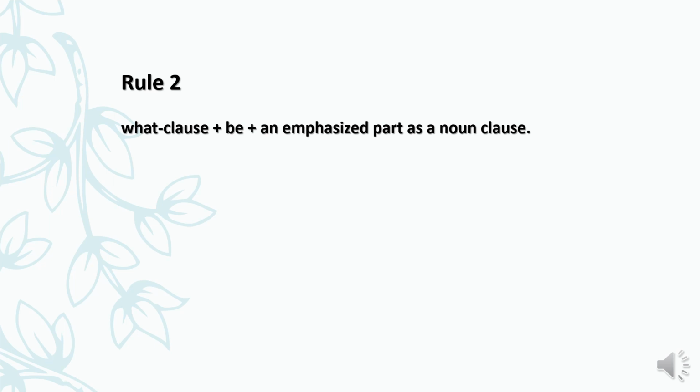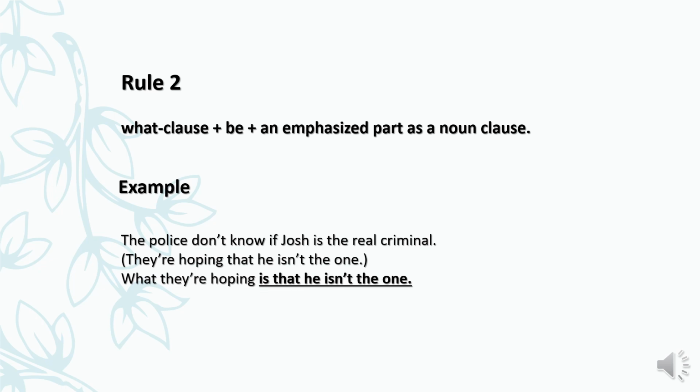Rule number 2. We form wh-clefts with a what clause plus be plus an emphasized part as a noun clause. For example, the police don't know if Josh is the real criminal. Here I want to emphasize that they are hoping that he isn't the one. So the noun clause is that he isn't the one. The answer will be, what they are hoping is that he isn't the one.